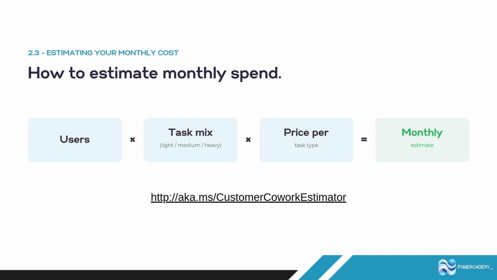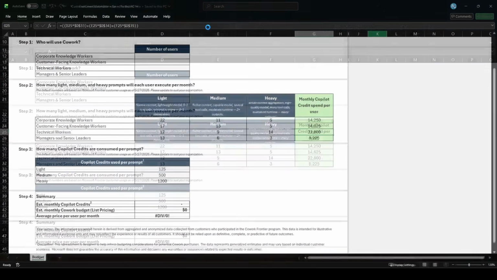Final thing on pricing before we move on to the next elements is how to estimate your monthly spend. Now, Microsoft do have this customer Cowork estimator available. I'm not sure how long this is going to be maintained or used for. It is just something that you can use now, which uses this formula to estimate your total monthly spend on Cowork. So in case you're interested, this is what the spreadsheet looks like.